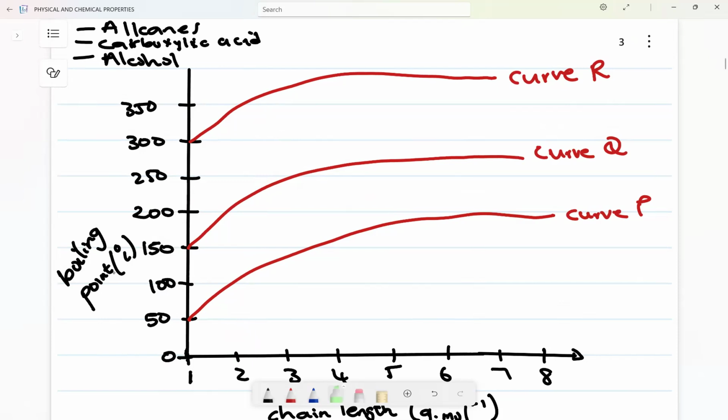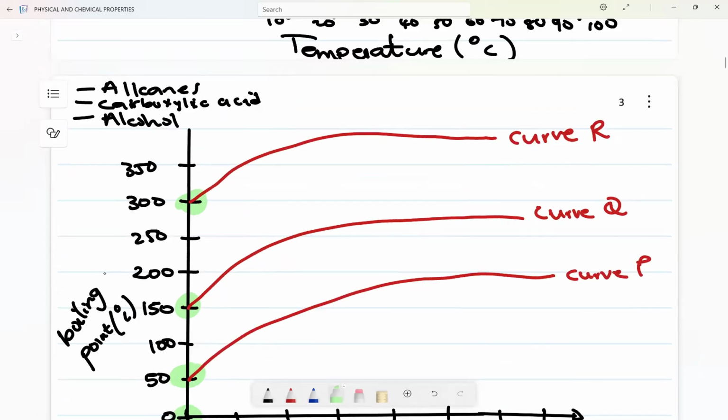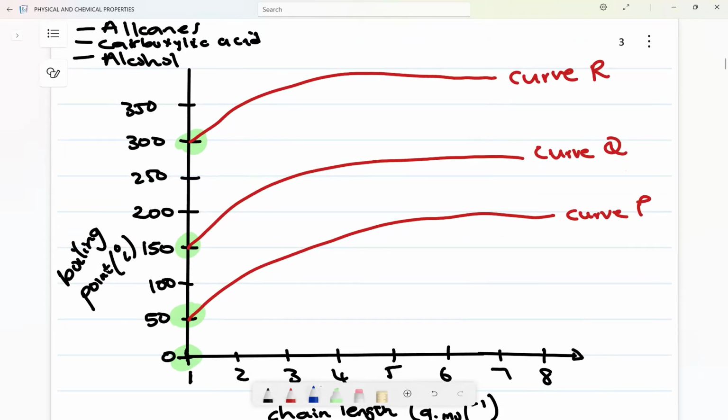Now this is very easy. You're gonna say, okay, let me check when they all have one carbon in their chain. If they have one carbon, which one has the lowest boiling point? This one has the lowest boiling point. This one there has maybe a higher boiling point. This one has the highest boiling point. But now what exactly am I comparing? I'm comparing alkane, alcohol, and carboxylic acid.